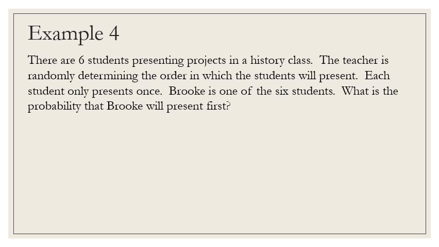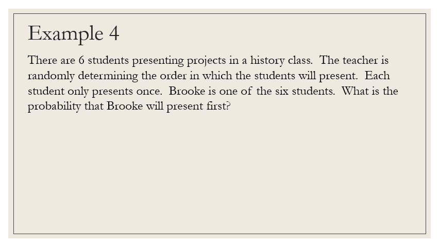Next example, there are 6 students presenting projects in a history class. The teacher is randomly determining the order in which the students will present. Each student only presents once. Brooke is one of the 6 students. What is the probability that Brooke will present first?